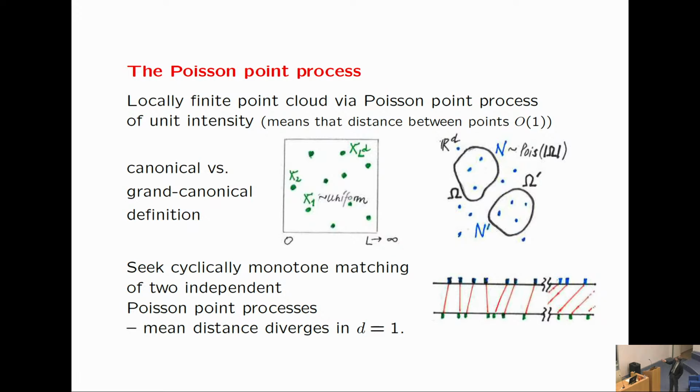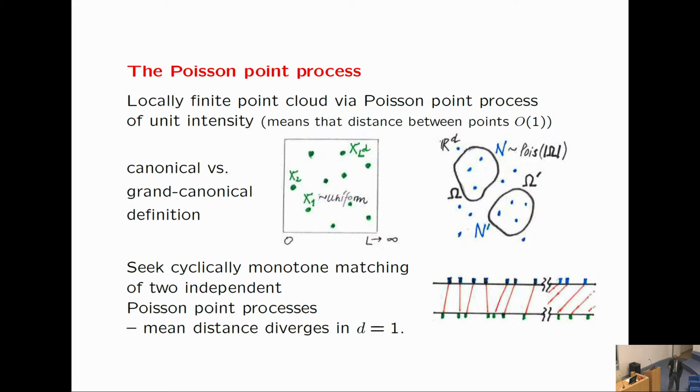And typically, here we always think of unit intensity, which means that in my way of viewing it, the points have distance of the order of 1. Of course, somewhere outside there can be big holes. Somewhere outside, many points can be close together, but on average, they have distance 1.